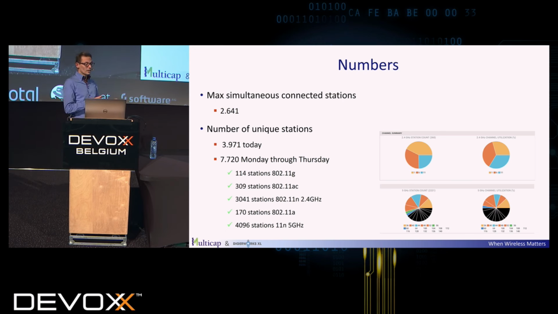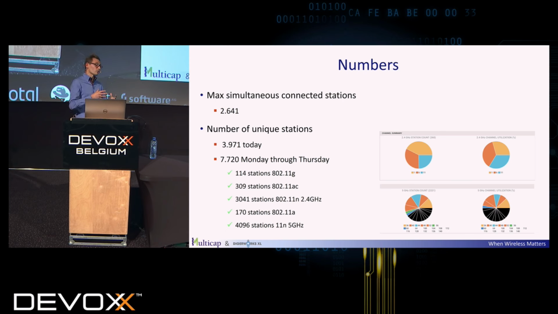If we look at the numbers from Monday to Thursday, you see that we have seen nearly 8,000 clients on the network. And their capabilities also differ quite a lot. The numbers are rather low on, say, 11G and 11A. Unfortunately, the number of AC stations is also still quite low, but you see that the majority is on 11N, both 2.4 and 5 gig, and that's what the graphs next to it show as well, which is the number of stations per channel, and then the amount of channel utilization by all of those stations.